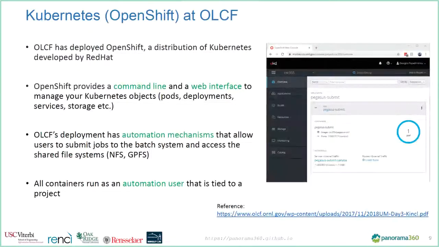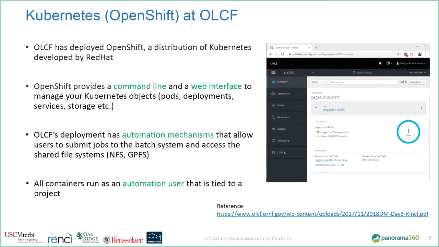Kubernetes at OLCF. At OLCF, they have deployed OpenShift, which is a distribution of Kubernetes made by Red Hat. OpenShift provides both a command line and a web interface to manage your Kubernetes objects, like pods, deployments, services, storage, etc. The OLCF deployment also has a built-in automation mechanism that allows the services to interact with the batch system and access the shared file systems, such as NFS and GPFS, that exist within the OLCF.